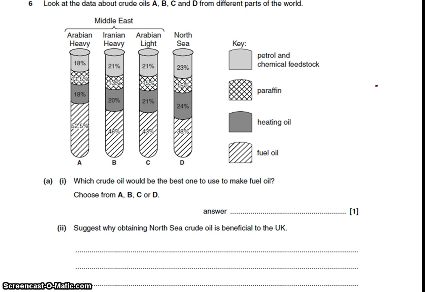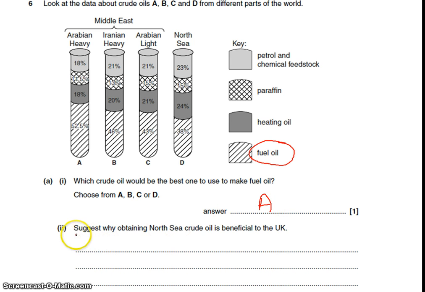So this question is now about oil, and the first question is, which crude oil is the best one to use to make fuel oil? Now, what you're looking for in this case is the composition of each of these that has the highest component of fuel oil, and that is clearly A, with 52.5%, so the answer to the first one is just A.